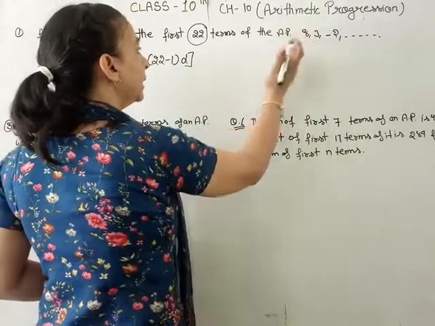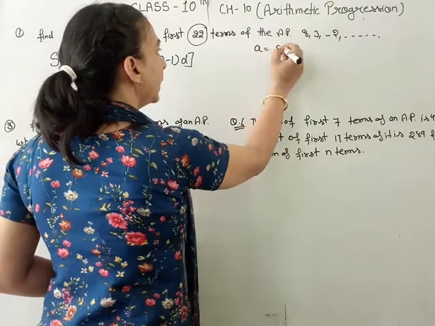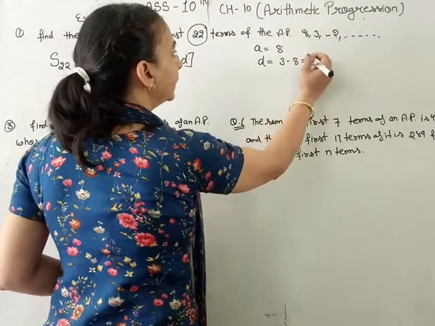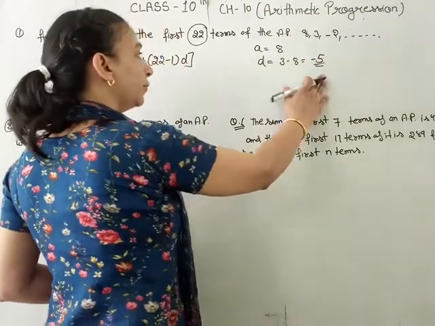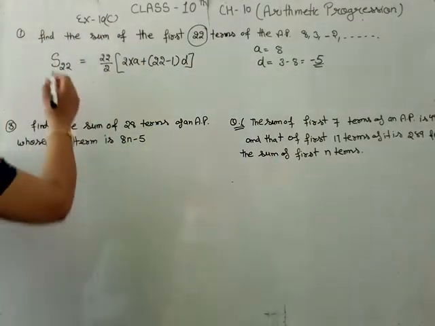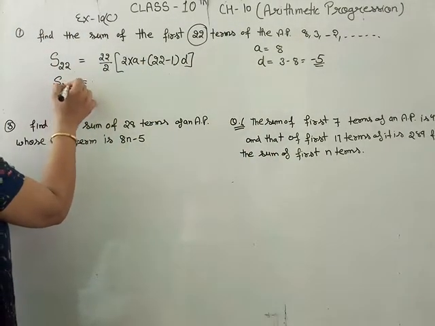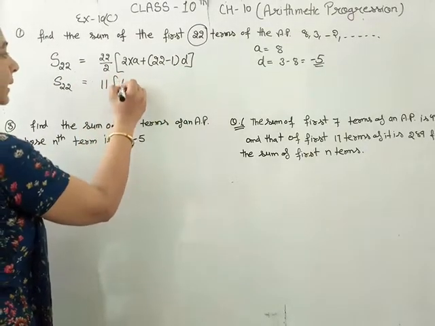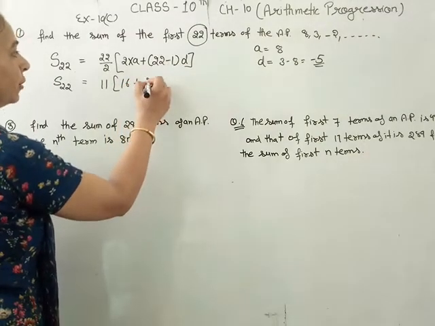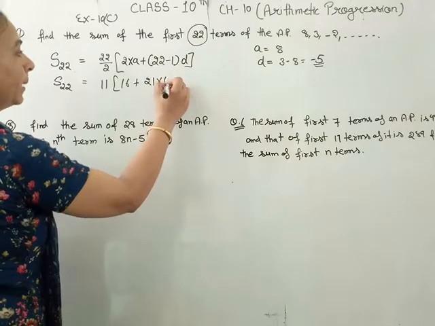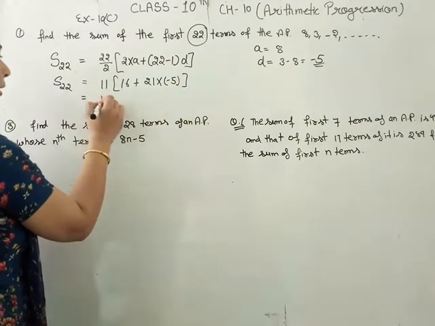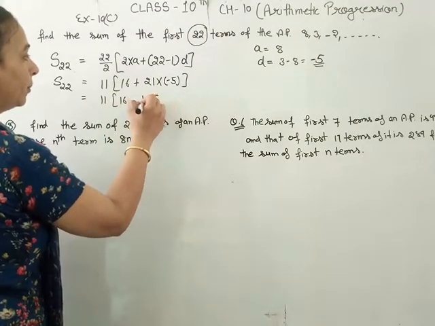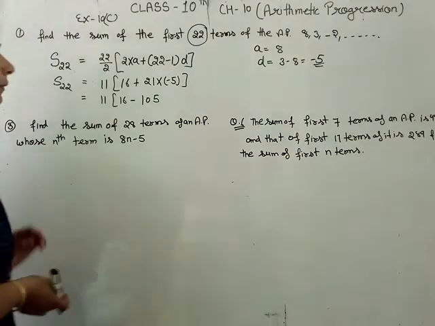From this AP, the first term is 8, and the common difference d equals 3 minus 8, which equals minus 5. So d equals minus 5 and a equals 8. Next, S22 equals 11 into (2 into a; in place of a, 8, so 2 into 8 is 16) plus (22 minus 1, that is 21) into d; in place of d, minus 5. This equals 11 into (16 plus 21 into minus 5), and 21 times 5 is 105.